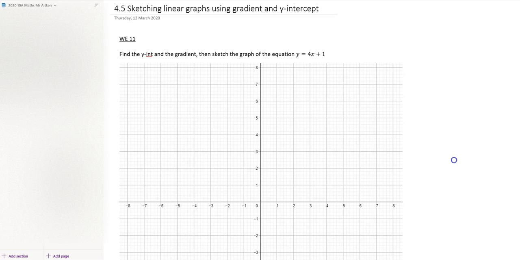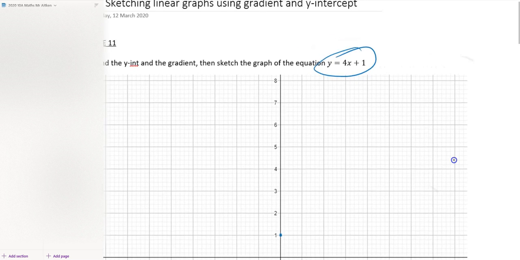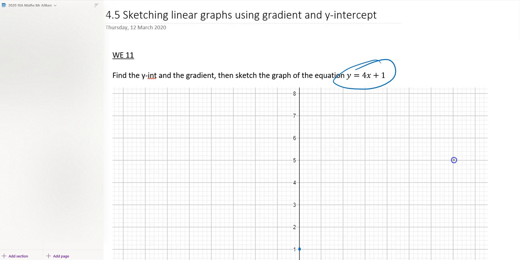Okay, so what was my y-intercept here? 1? Yep. All got it. So I'm going to put a dot there on the 1. Oh, yep. Good question. So if I'm looking at my equation here, y is the y-intercept 1. Yeah, so c. So the 1 is the c.